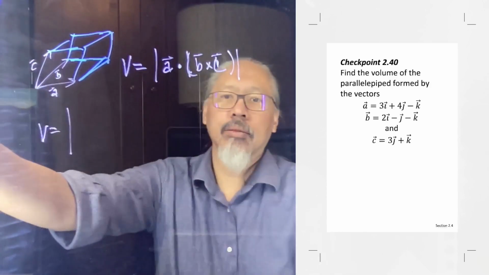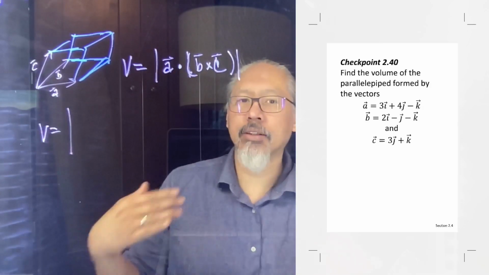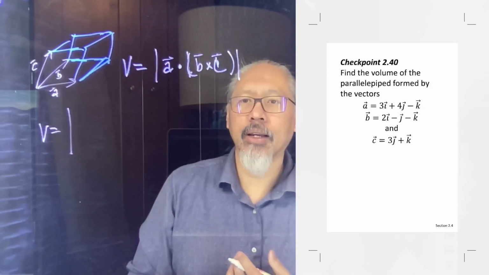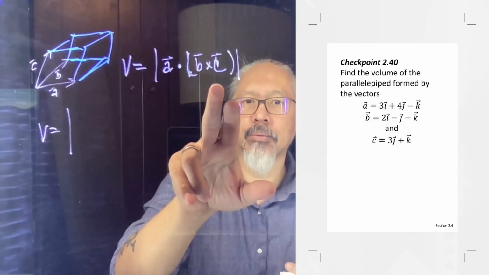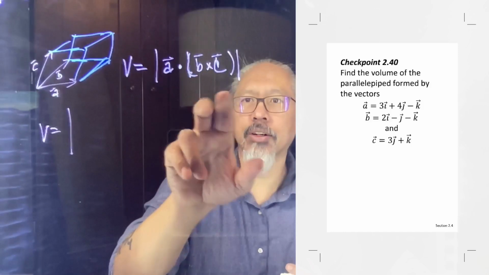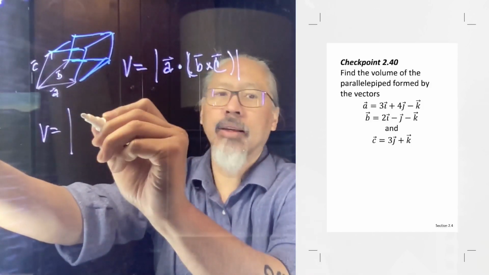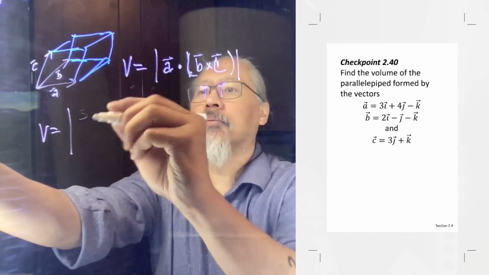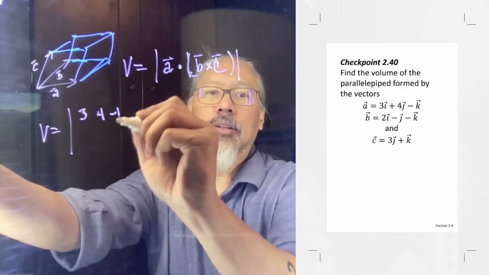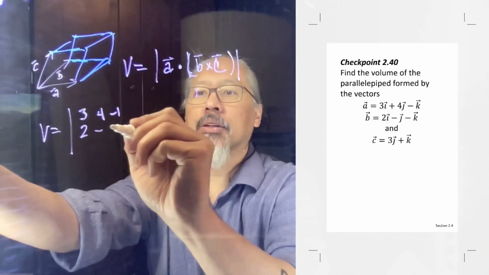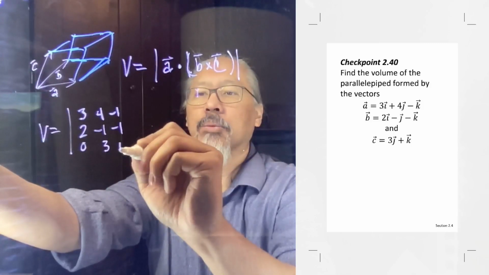And remember that for the triple scalar product, we simply line up all the vectors in matrix form and just find the determinant of the matrix. Instead of doing the cross product first and then the dot product, we can do it all together. Okay, A vector is 3, 4, negative 1. Our B vector is 2, minus 1, minus 1. And our C vector is 0, 3, 1.